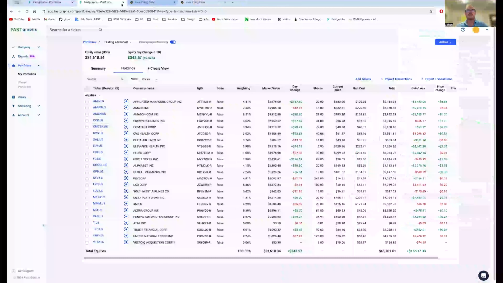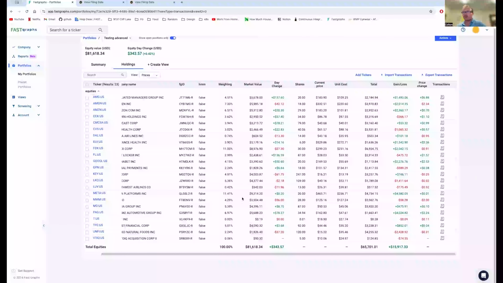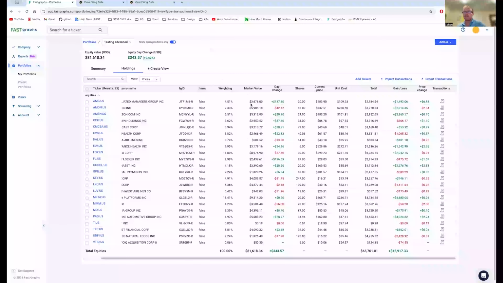It opens it up in a new tab, so you don't lose your old tab. The holdings tab, I mean, this is just like a general thing that you'd see on your brokerage firm. Shows you weighting, market value. Ignore these two things over here. This is just some debugging stuff that we've had. And then, yeah, just general stuff that you'd be used to seeing.